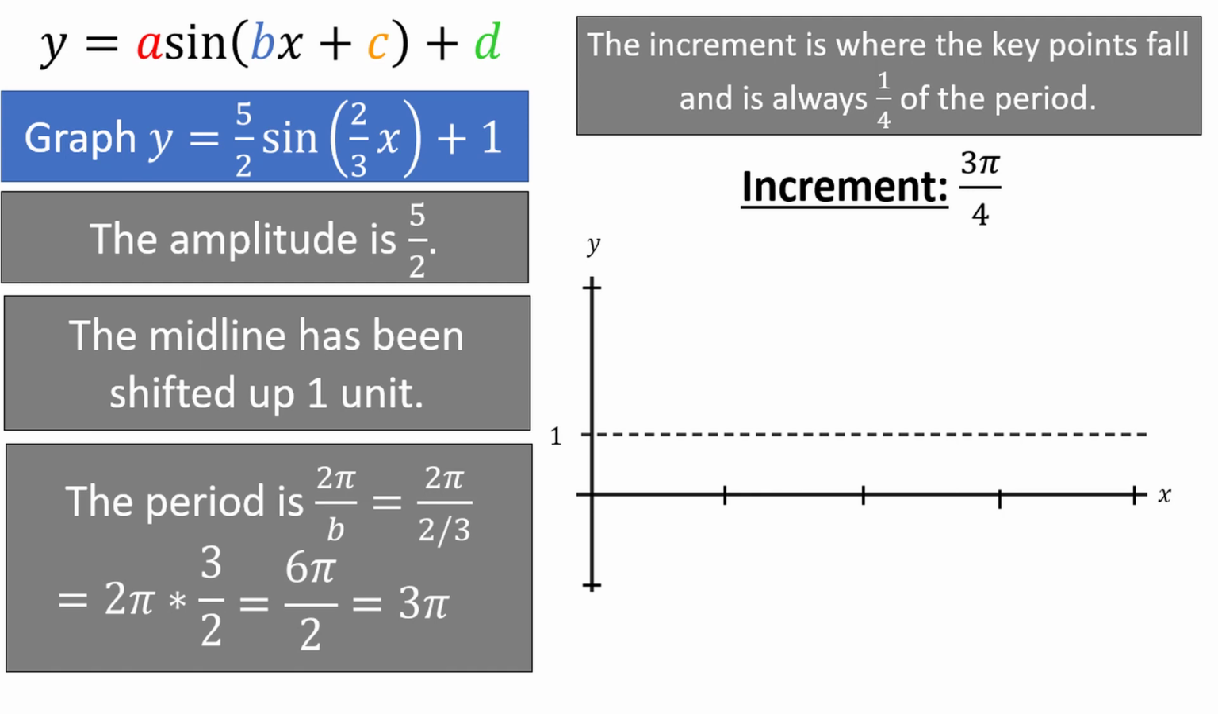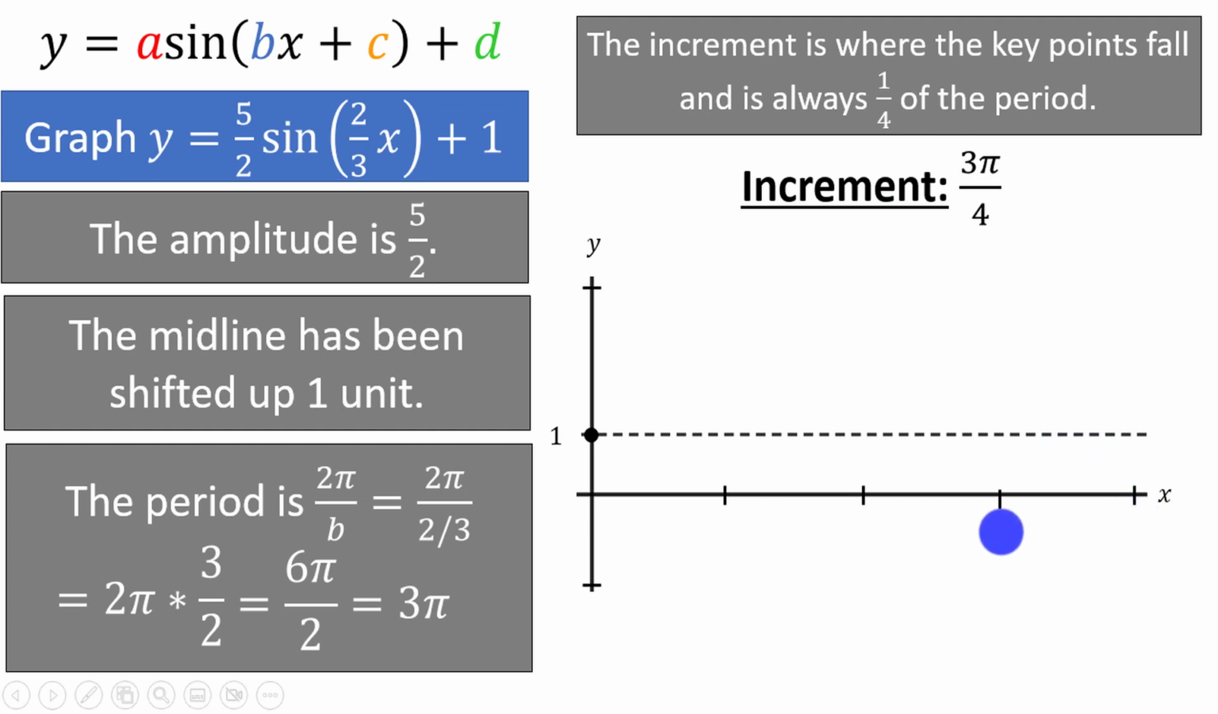Typically, a sine function would start at 0, 0, but since we have a shift in the midline, we will instead start at 0, 1. We would like to graph one period of the sine function, so that means we must have 4 increments. So start adding the increment 4 times to find our values for x that we will have important key points at.